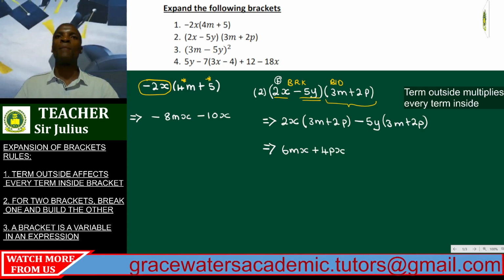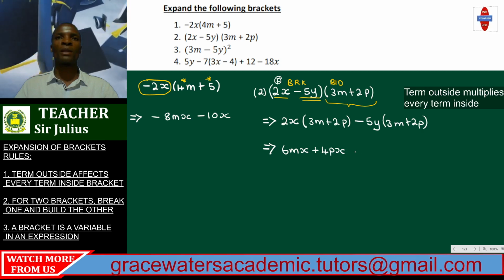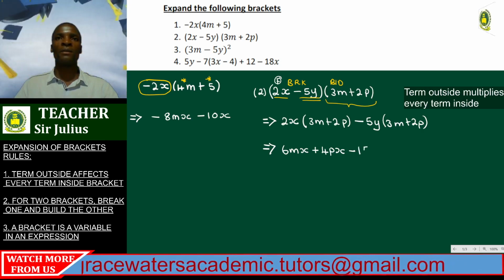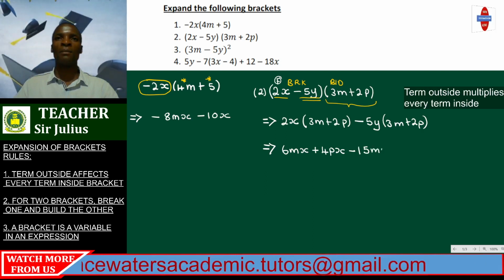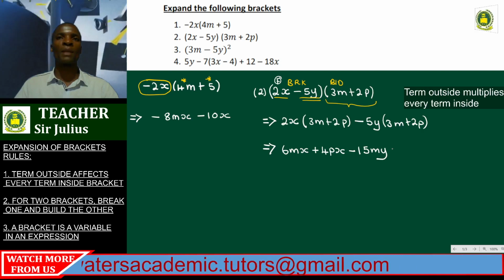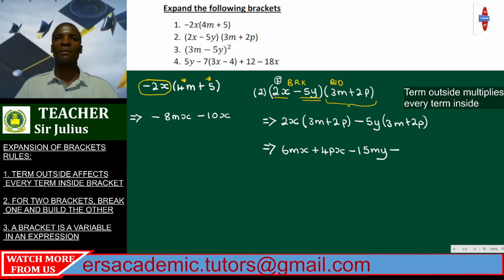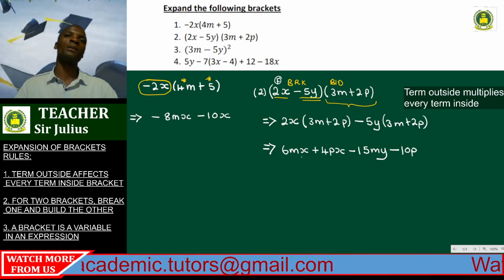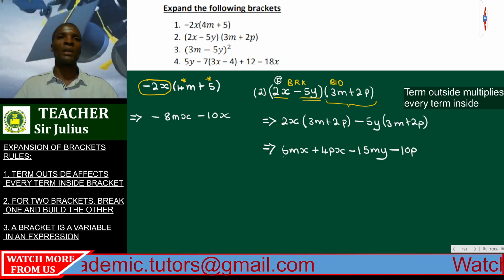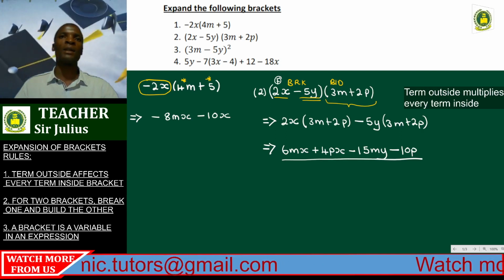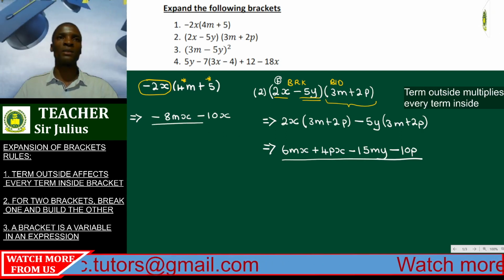2x is going to multiply 2p, and we will have plus 4px. Minus 5y will multiply 3m, and we will have negative 15my, and then minus 5y will multiply plus 2p, and we'll have a minus 10p. This is what we do in order to get to this answer. So let me just underline the answer as well as the answer for the first question.